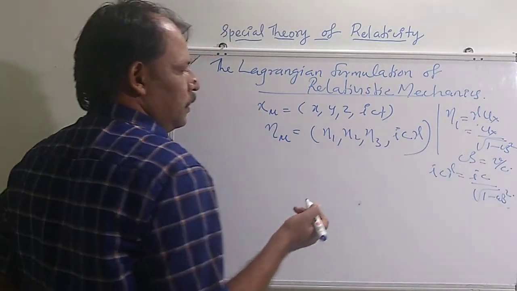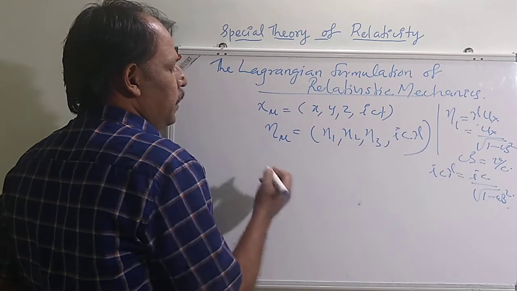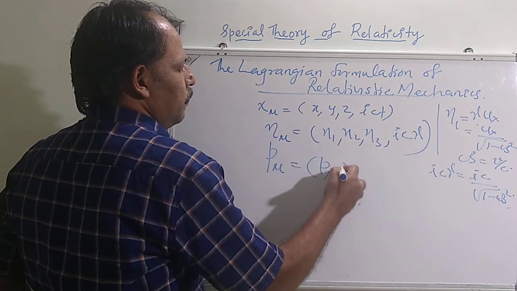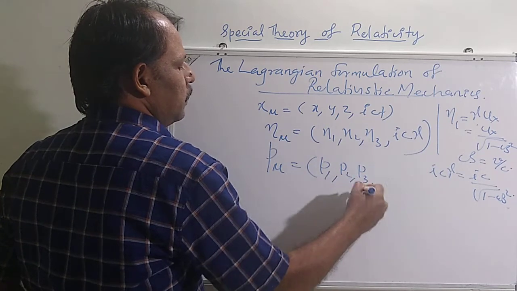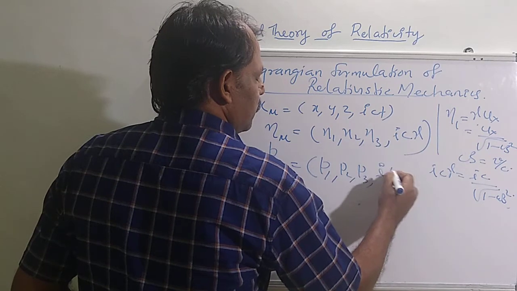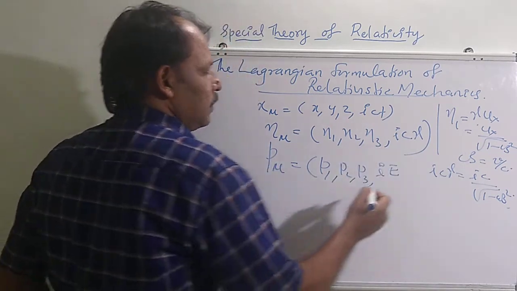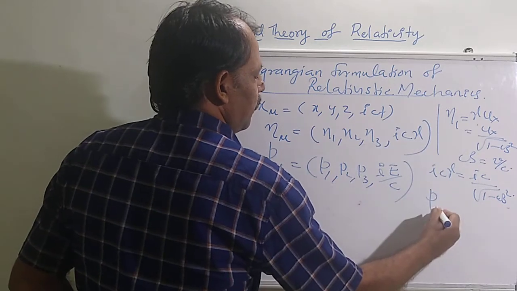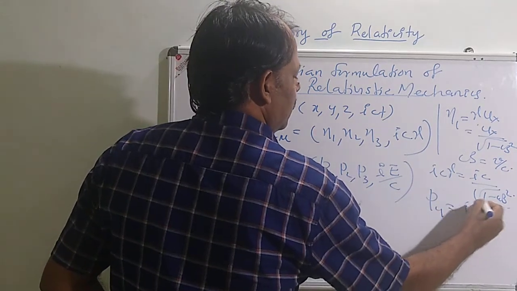Then we represent the momentum in four vector form, p mu equal to p1, p2, p3. The fourth component of momentum, p4, we have represented as ie by c. P4 is ie by c.